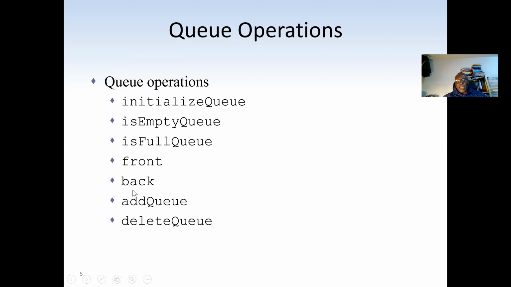Then add queue will be, again, our method to add an element into the queue. Delete queue will be, again, the method to delete an item from the queue. Delete means we are removing an item from the queue. So we remove from the front. And add queue, we add an element through the rear.